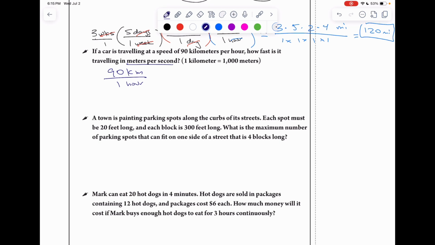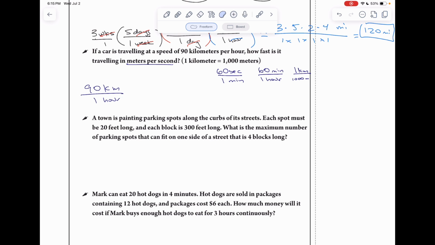I have hours, so I know I want the conversion factor of 60 seconds in 1 minute. And I got to get to hours, so I also know I have 60 minutes in 1 hour. And they give me this conversion factor, so I bet you I'm going to use it, that we have 1 kilometer per 1,000 meters.